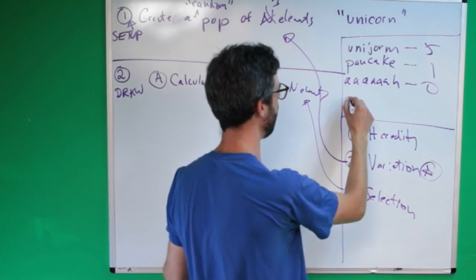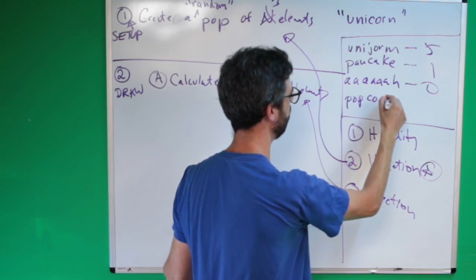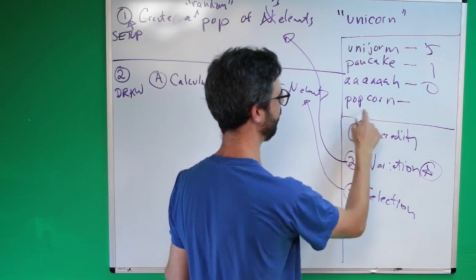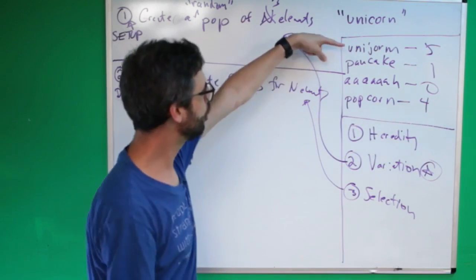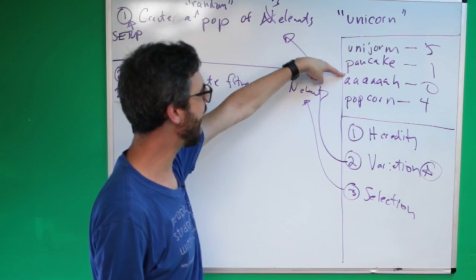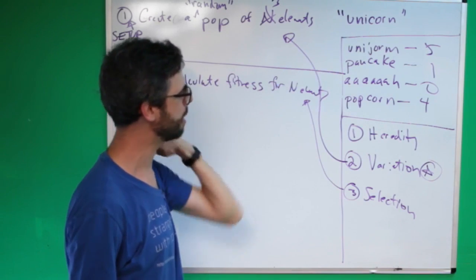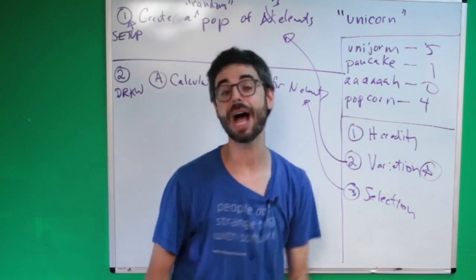I got one for you. Popcorn. And this one has a fitness of 4. This is actually going to work out beautifully for me. So unijorm, pancake, and popcorn. Hopefully I did that right. So you can see that these all have a fitness score.